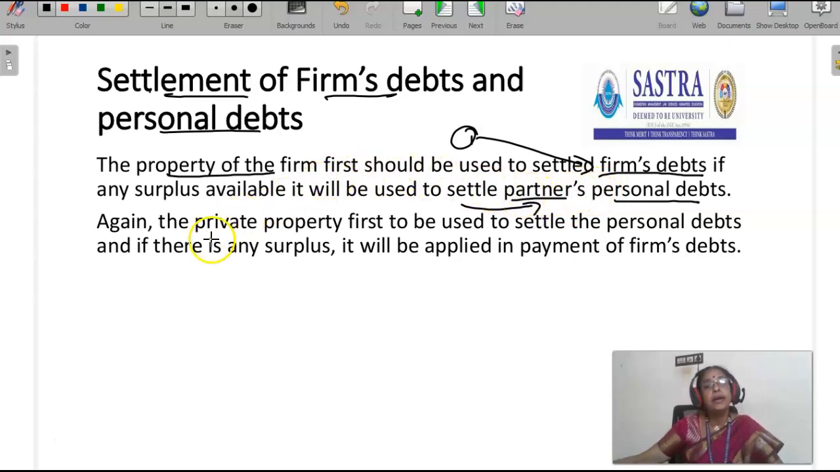Like that, the private property is first to be used for the personal debts, and if there is any surplus, it will be applied in payment of the firm's debts. Like that, partners' private assets are first to be used to settle the personal debts of the partner. If there is any surplus, it will be applied in payment of the firm's debts. This is the way to settle firm's debts and personal debts.